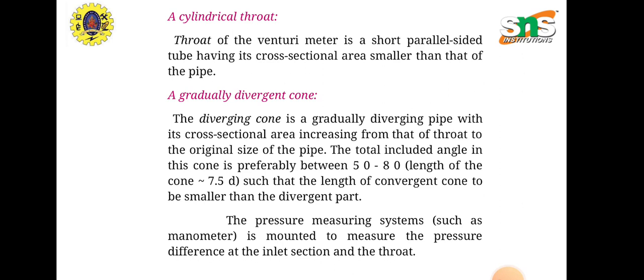The pressure measuring system such as a manometer is mounted to measure the pressure difference between the inlet section and the throat. So one limb of the manometer is connected to section 1, that is the convergent part, and another limb of the manometer is connected to the throat, so that is section 2.